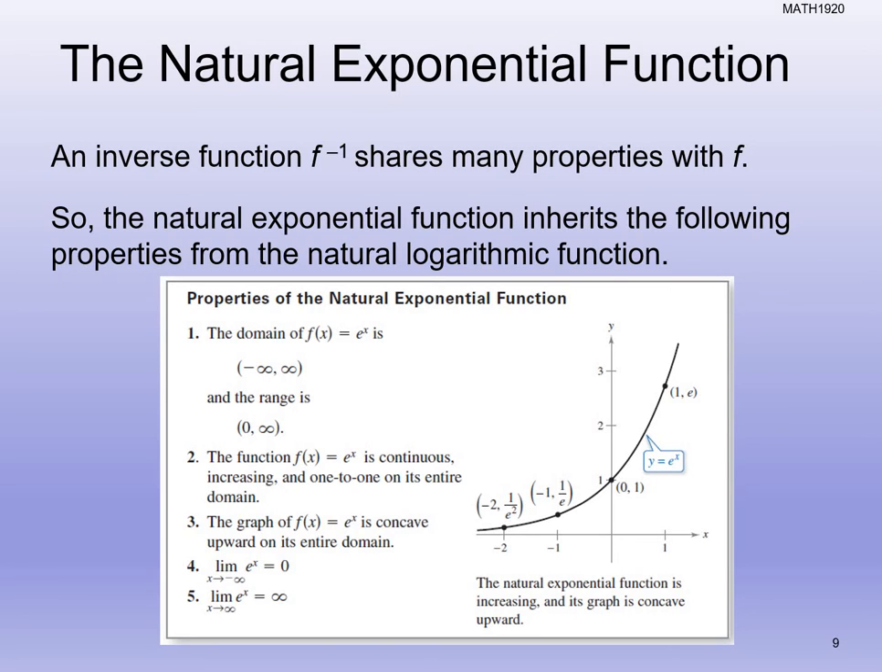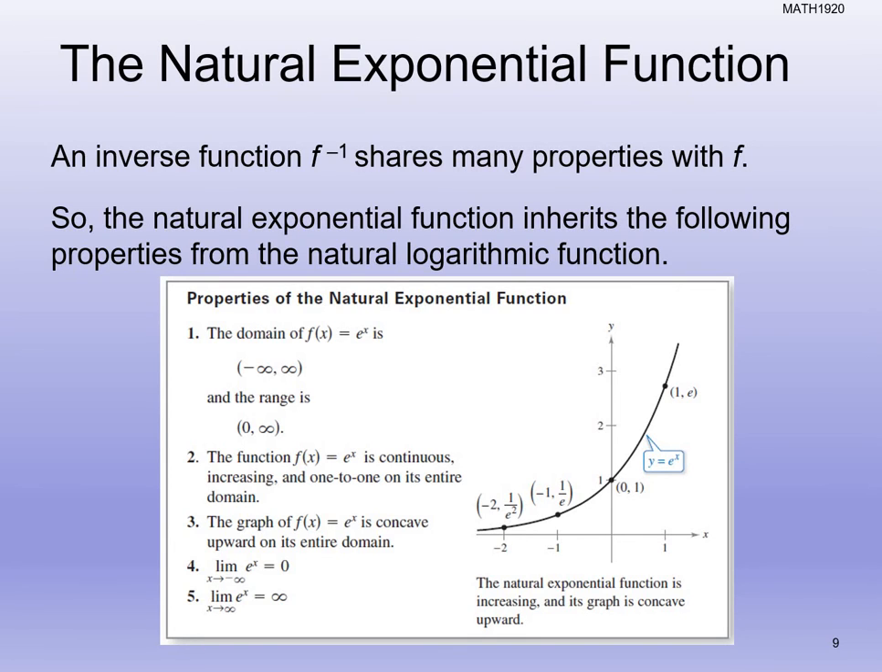So just a basic graph. This is e to the x. The domain of e to the x is negative infinity to positive infinity, and we can clearly see the range is from 0 to infinity. It's continuous. It's 1 to 1 on its entire domain, which means there's no duplicate y values. We talked about that in the last section. It's concave upward on its entire domain.